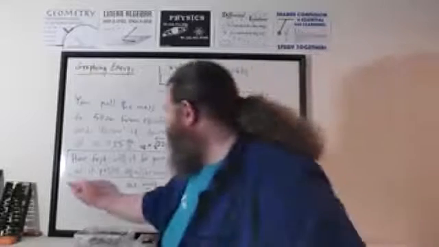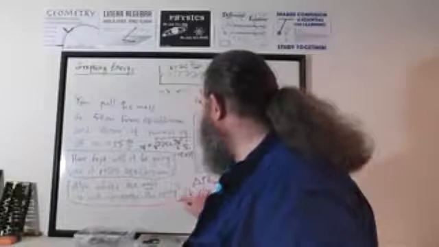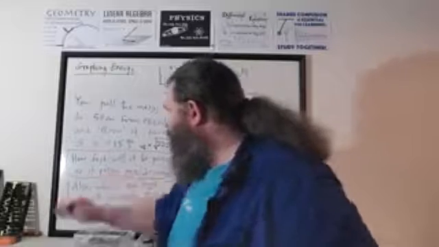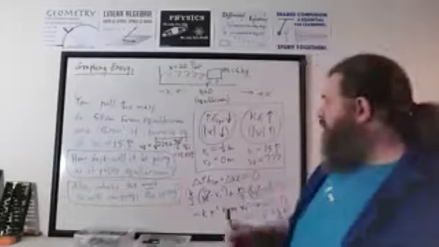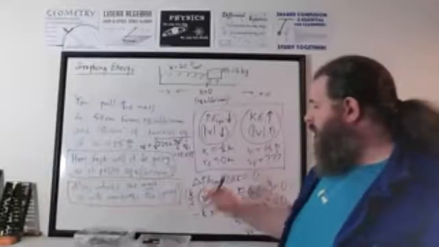So for this version, what's the most it will compress the spring? We can use a lot of the same setup, but we're changing some things. x final is going to be some unknown value.